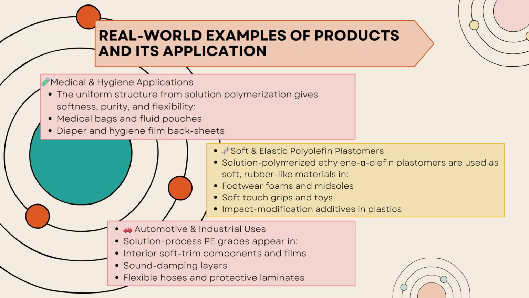Next we go to real-world examples of products and their applications. The first one is medical and hygiene applications. It is used for medical bags and fluid pouches, and also for diaper and hygiene film and sheets. The second one is soft and elastic polyolefin plastomer, which is used for footwear, foams and midsoles. The last one is automotive and industrial uses, which are flexible hoses and also protective laminates.